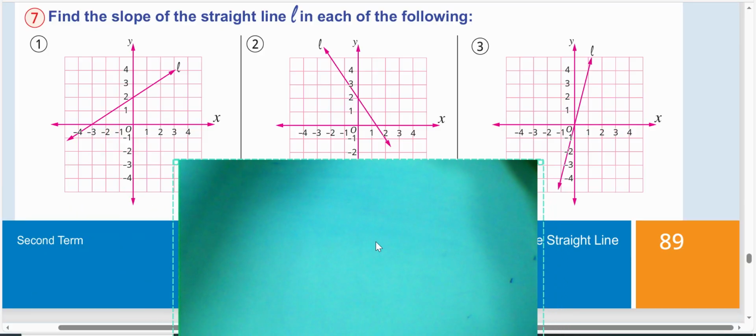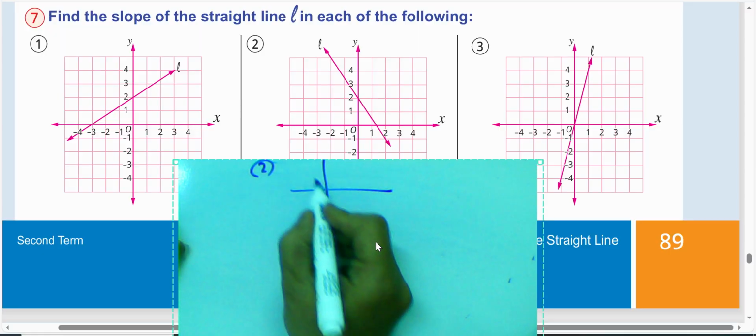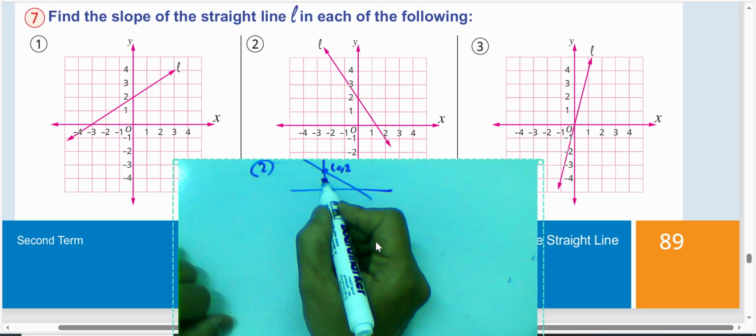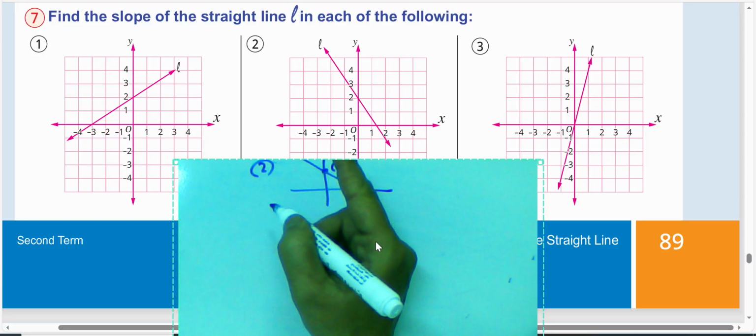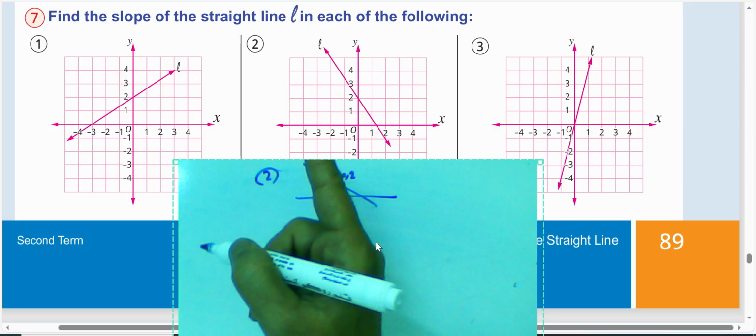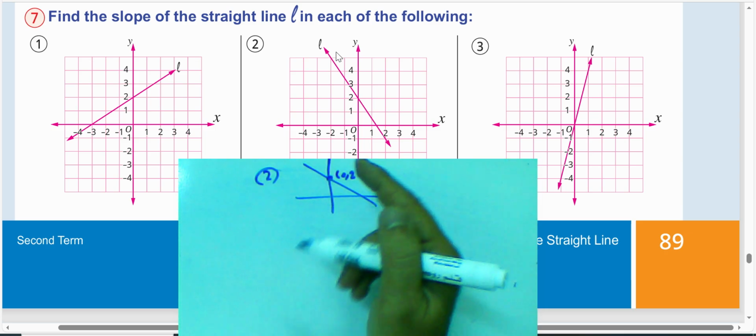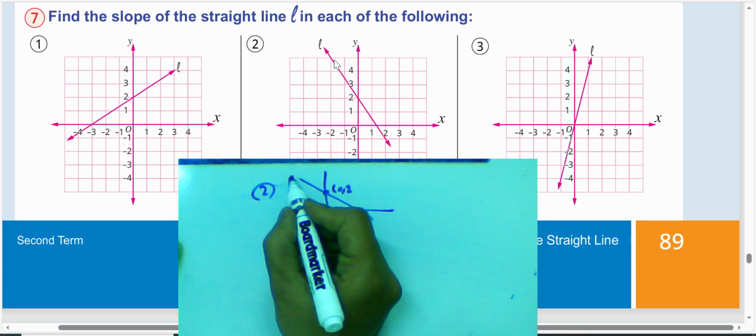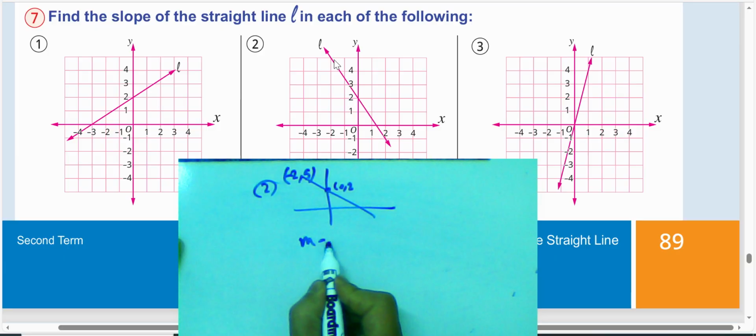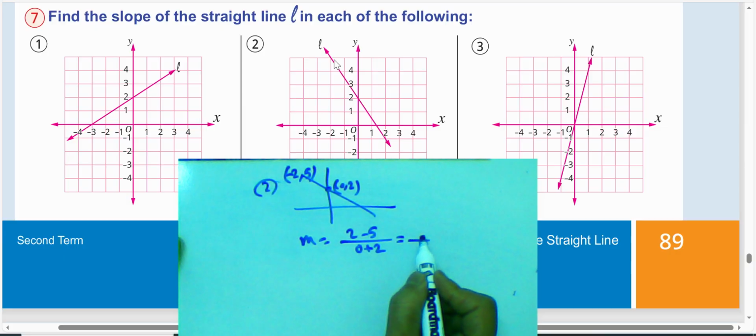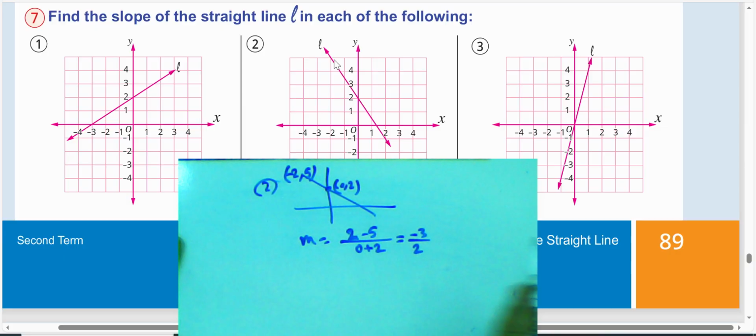Question number 2. The straight line passes through 2 points. First point here we can choose (0, 2). And for the second point, pay attention with me: we have (negative 2, 5). Look here, negative 2 going up to 5. Then the slope will be equal to 2 minus 5 over 0 plus 2. 2 minus 5 is negative 3, and 0 plus 2 equals 2. Then the slope will be negative 3 over 2.